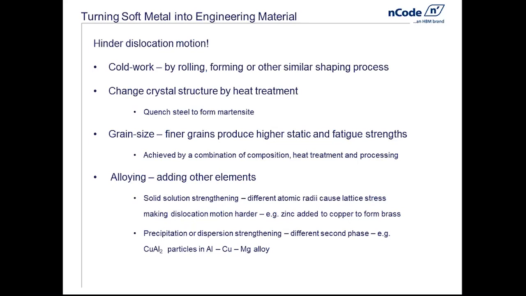I've been talking about soft metals largely until now, but we want to turn this into something that is usable as an engineer. And in order to do that, we've got to hinder the movement of those dislocations. And here is a quick overview of some of the ways in which we do that. The obvious and classic one is the old metallurgist beating it.